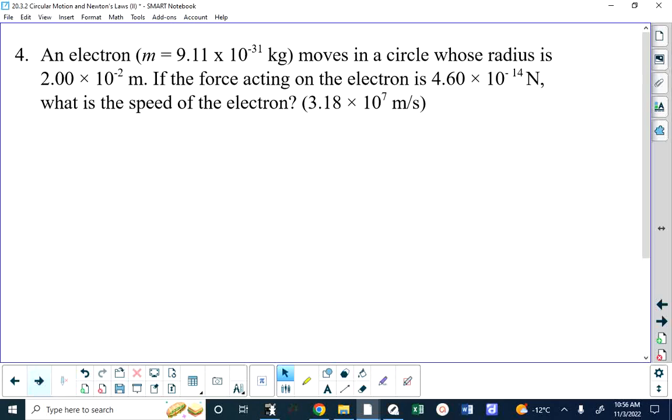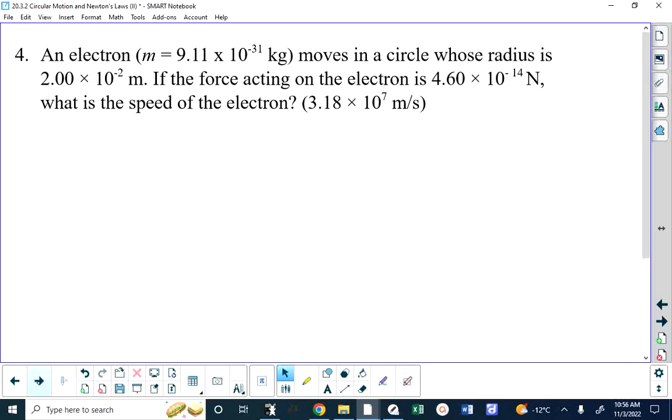Okay. Let's look at number 4. So you have an electron, a little tiny, tiny, itty-bitty electron with a mass of 9.11 times 10 to the negative 31 kilograms. It's moving in a circle of radius 2.00 times 10 to the negative 2 meters. The force acting on the electron is given. How fast is the electron moving?